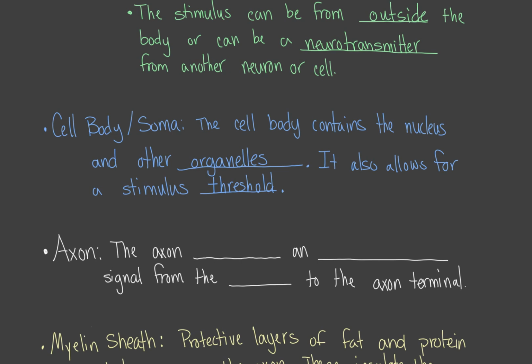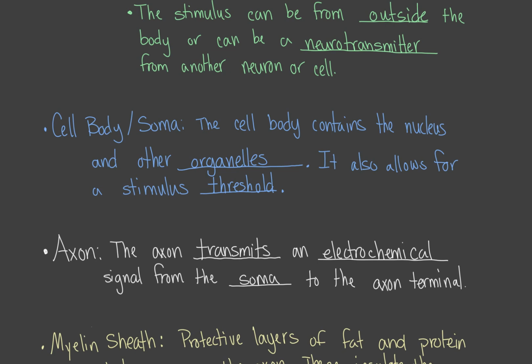Next is the axon. And as I just mentioned, the axon transmits an electrochemical signal, I'll say what that means in just a second. The axon transmits an electrochemical signal from the soma, which is that cell body, to the axon terminal. And electrochemical just means that it is an actual electrical signal. It has charges and it acts just like electricity.